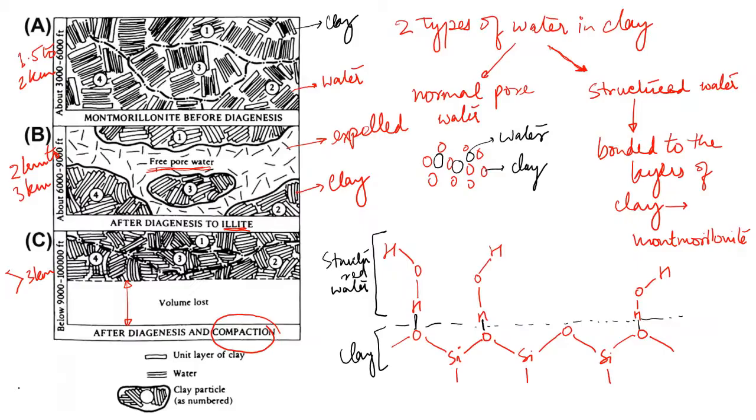It was shown by people that along with that structured water, hydrocarbon may also be attached to the clay lattice. I'll just draw a diagram for you. Along with the structured water that you saw in this diagram, where water is attached to the clay lattice, people have shown that hydrocarbon may also be attached. How? I'll just draw for you.